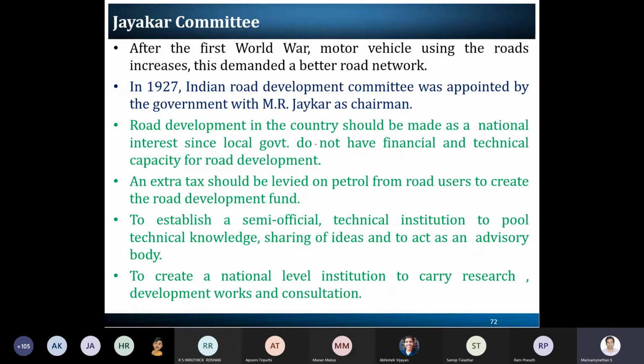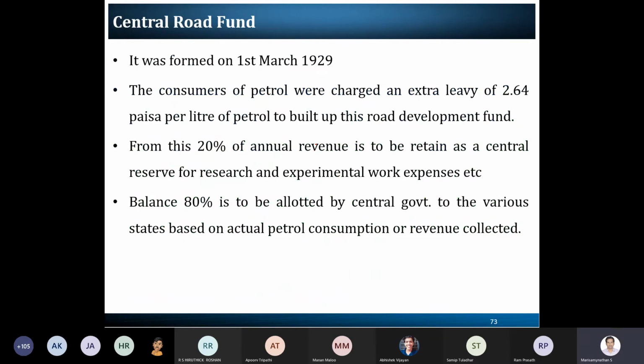It had a group of people from academia and the government sectors, state-wise and central-wise, and public partnership involvement also happened. The committee took full responsibility for how to arrive at the fund, how to get the tax in the form of petrol, how to utilize the fund, how to provide the technical components, how to share those ideas with end users, and finally how implementation would happen. They studied all the research, theoretical as well as practical, and tried to introduce it in practical applications. This outcome of the Jaikar Committee happened from 1927, and in parallel, in 1929, they introduced the Central Road Fund concept.